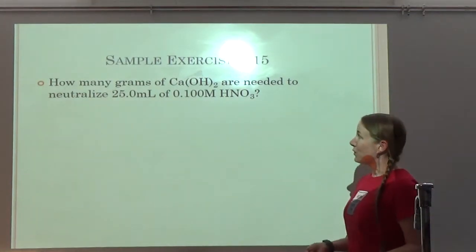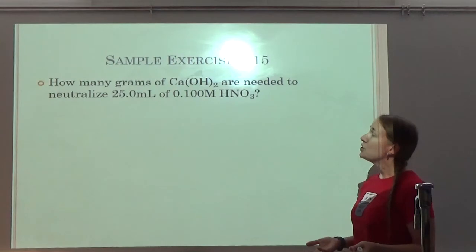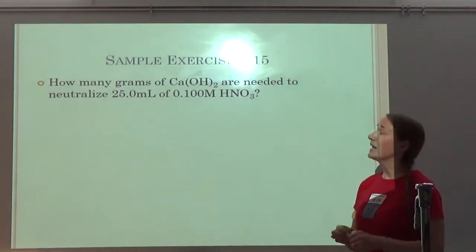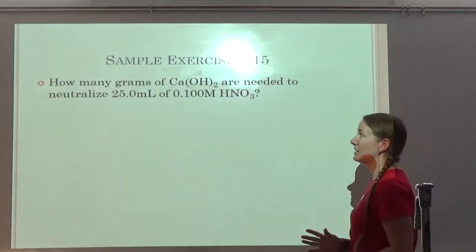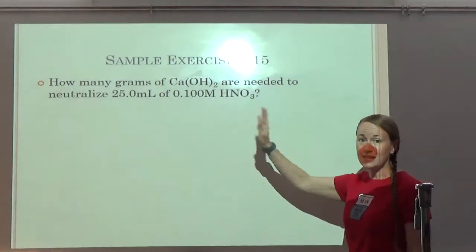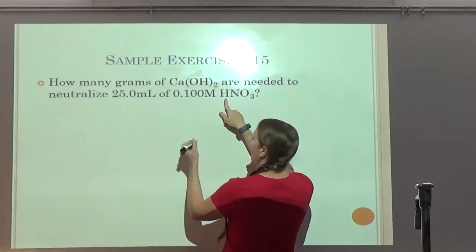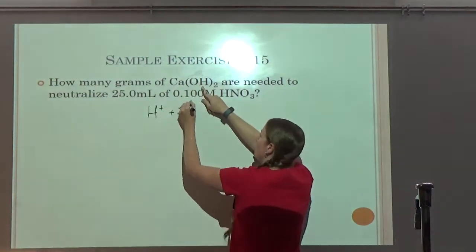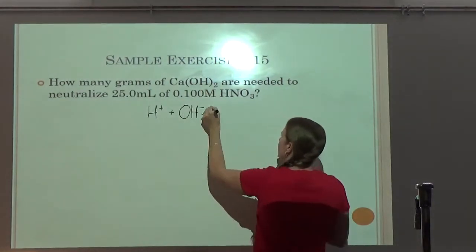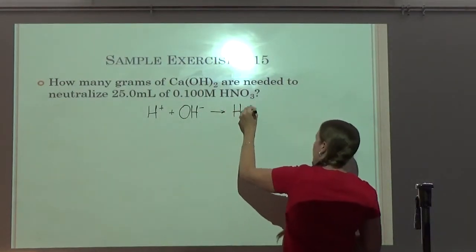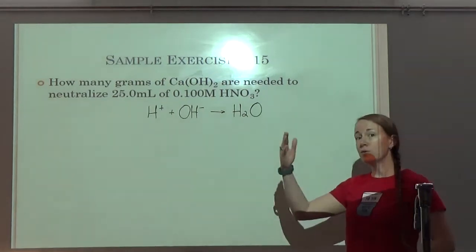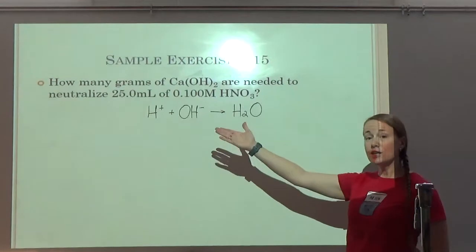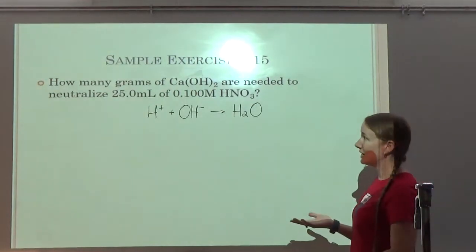So it says, how many grams of calcium hydroxide are needed to neutralize 25 milliliters of 0.1 molar nitric acid? Okay, so the first thing that you need to understand is when we're talking about neutralizing, what we're talking about is a hydrogen from an acid combining with a hydroxide from a base to make water. So for every 1 H plus, I need 1 OH minus. Whenever it talks about neutralizing, that's what I need you to think of.